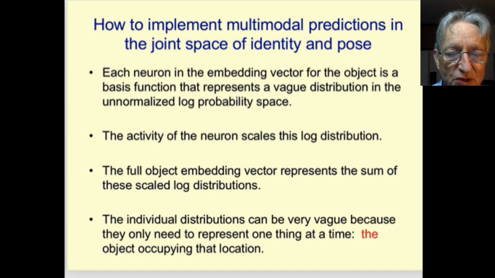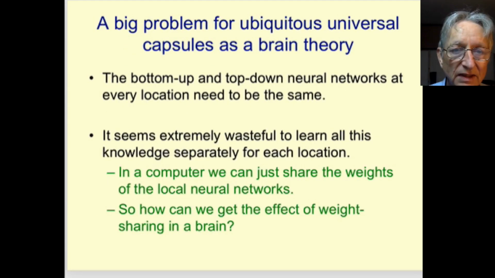The individual distributions can be very vague because they only need to represent one thing, namely the object that's occupying that location. They're never going to have to represent two things at the same time, but they are going to have to represent probability distributions across what that one thing might be.